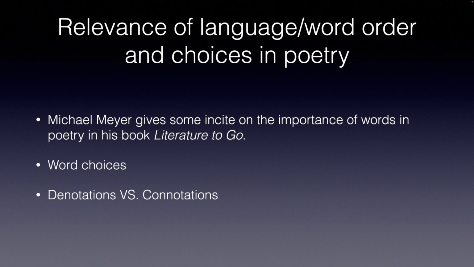For this section, I'm referencing Michael Myers' textbook, Literature to Go. Myers gives some great insight on the importance of words in poetry in his book. One thing that Myers points out is the number of words in a poem. Because there are very few words in a poem compared to, let's say, a novel or a short story, the author needs to pay extra attention to the words that they use. Therefore, as a reader, you can assume that almost every word in a poem is important and is relevant for the actual theme.